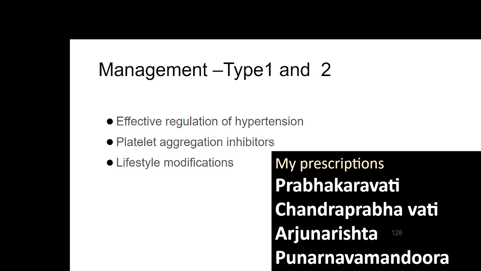As we have already discussed about ischemic heart disease, only in type 1 and type 2 do we have some scope for pathology treatment. Whereas the others are acute presentations and the patients require immediate treatment. In type 1 and type 2, the treatment protocol would be effective regulation of hypertension, and platelet aggregation inhibitors like icosapent or salicylic acid would be absolutely necessary.